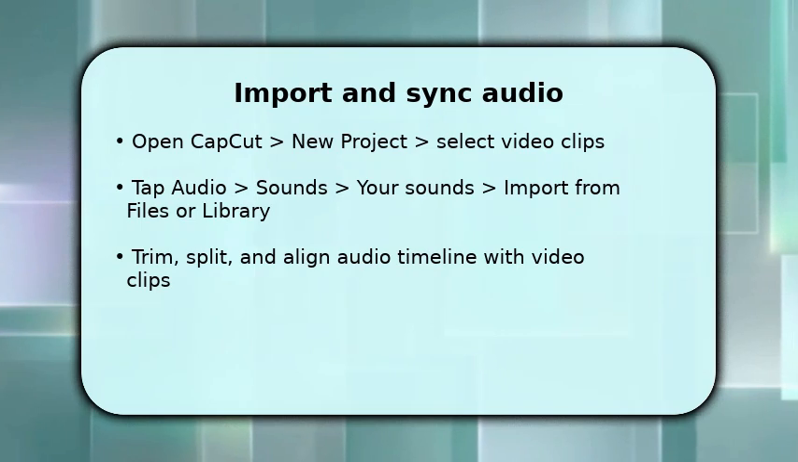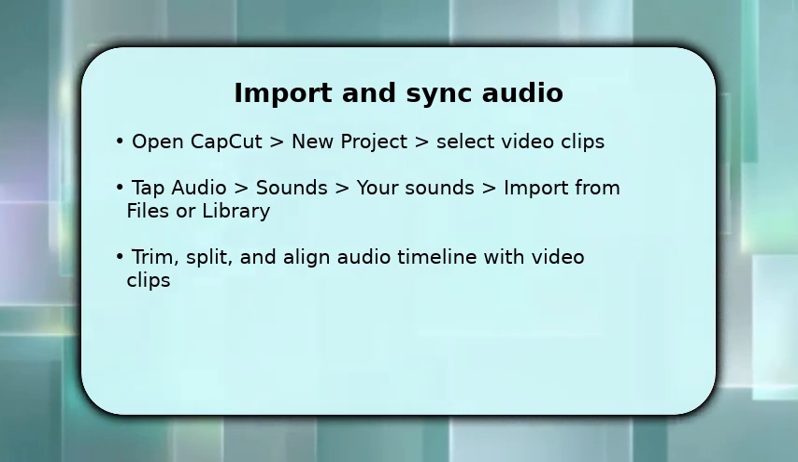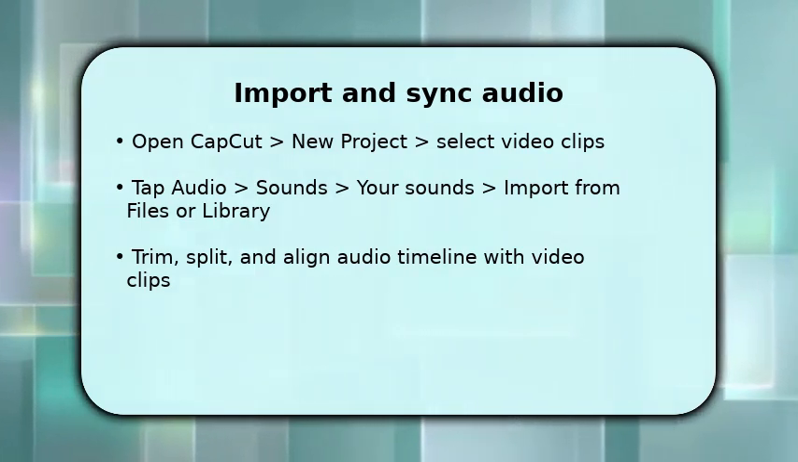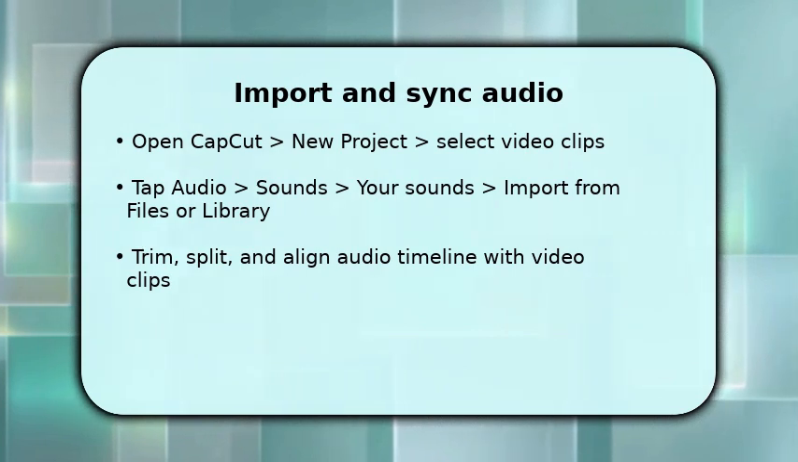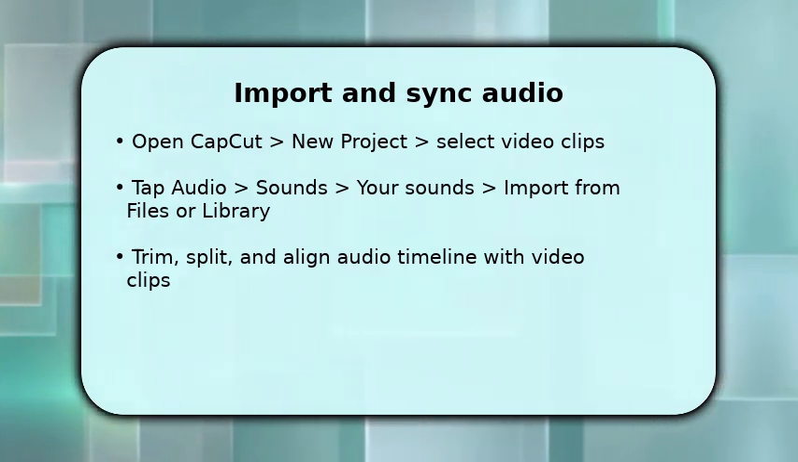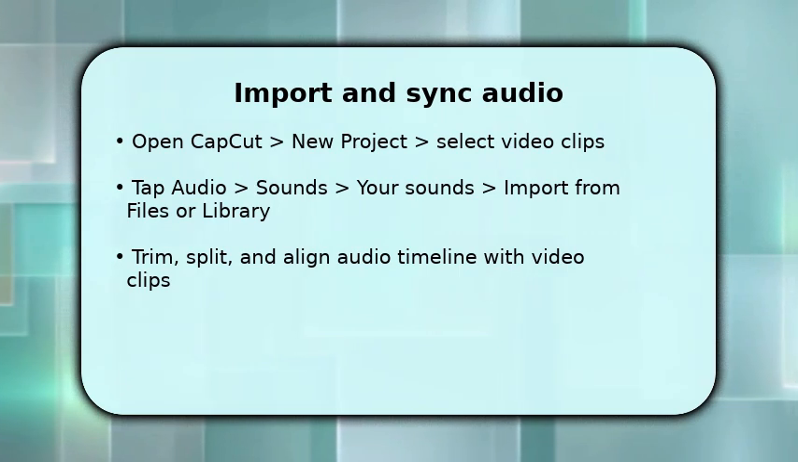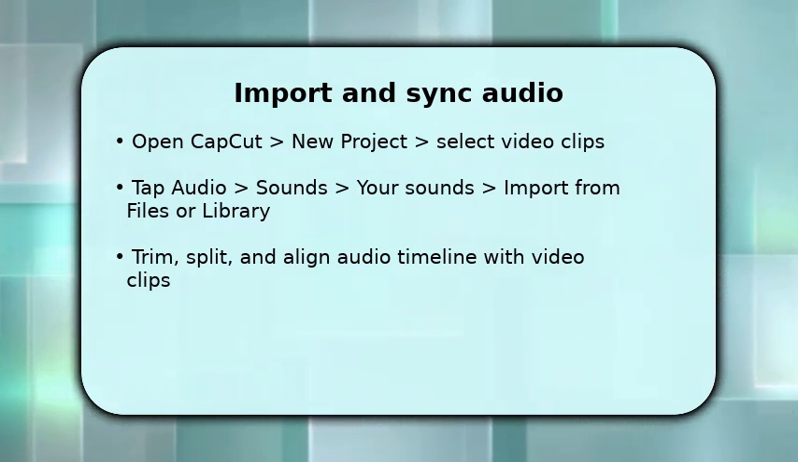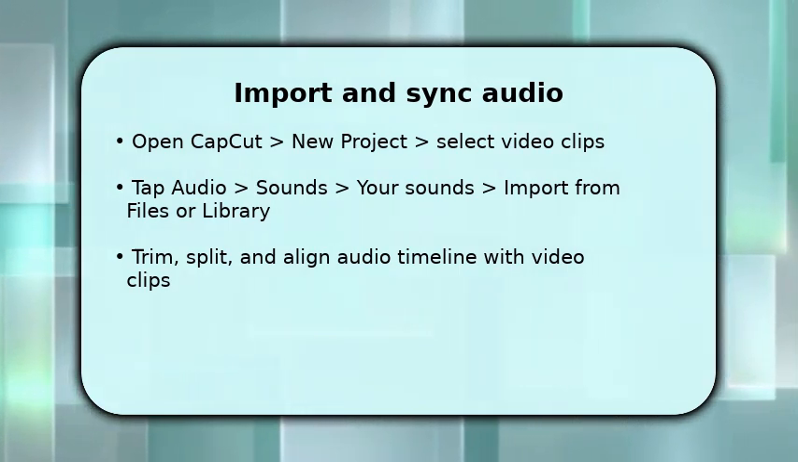Next, open Capcut and create a new project with your video clips. Then tap Audio, choose Sounds, and select your sounds to import the saved Apple Music file from Files or the Music Library. Make sure you pick the exported M4A/MP3 if required.